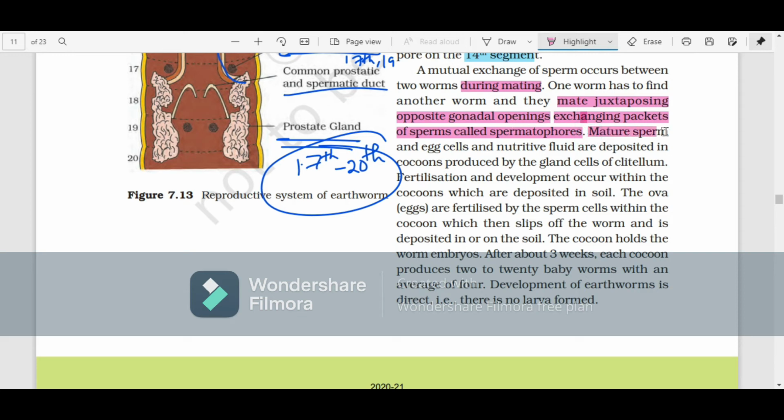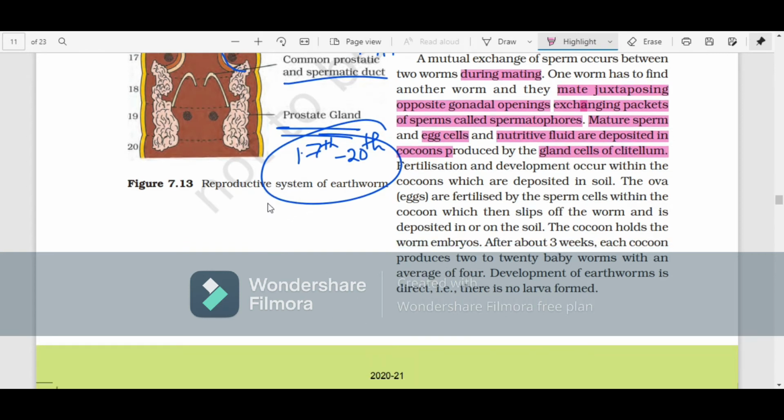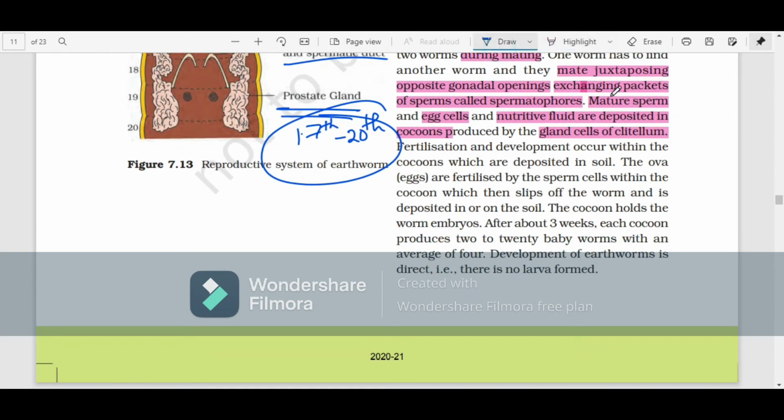Now, the mature sperms, the egg cells, and the nutritive fluid are deposited in the cocoons, which are produced by the gland cells of the clitellum. Do you remember? The clitellum is a dark, prominent band. It's glandular in nature, right? So this gland secretes the cocoon, and in this cocoon you can find the mature sperms, egg cells, and the nutritive fluid to nourish it.